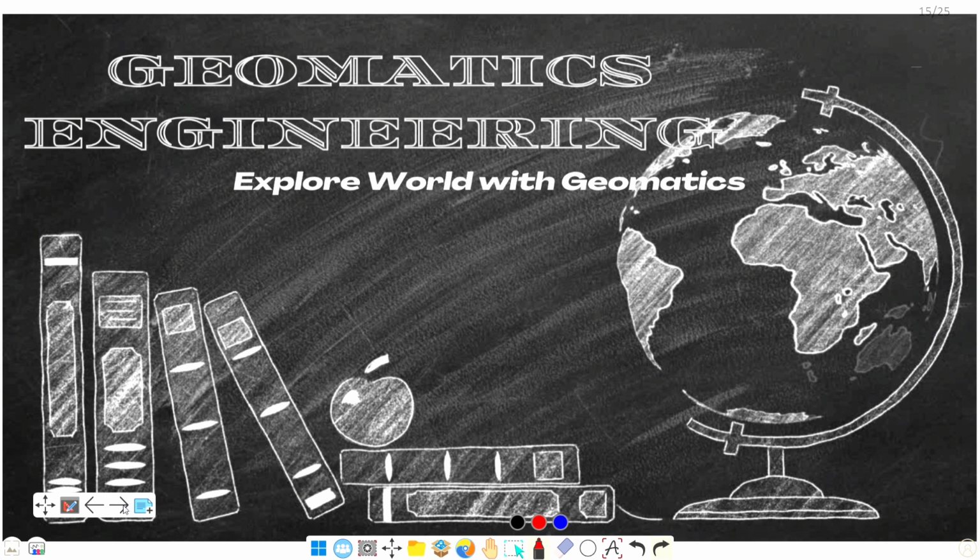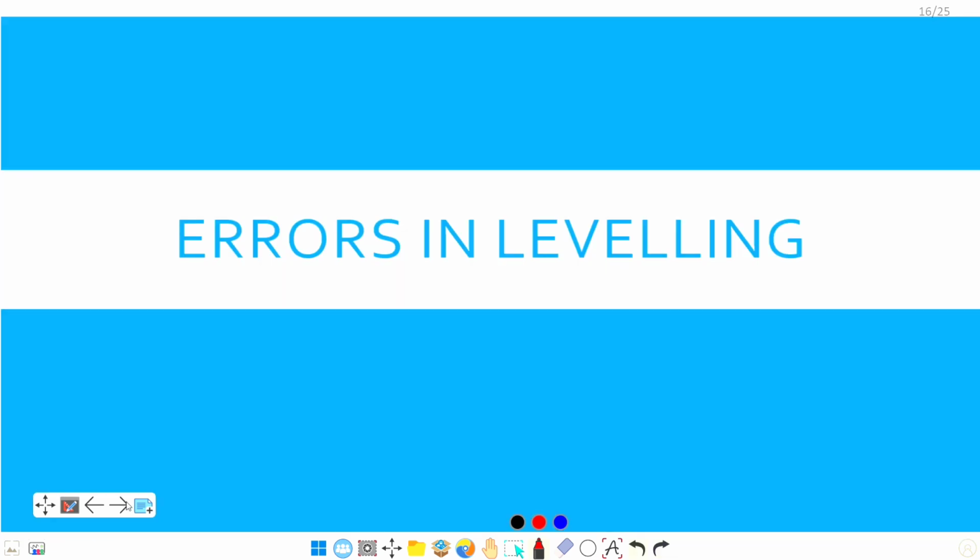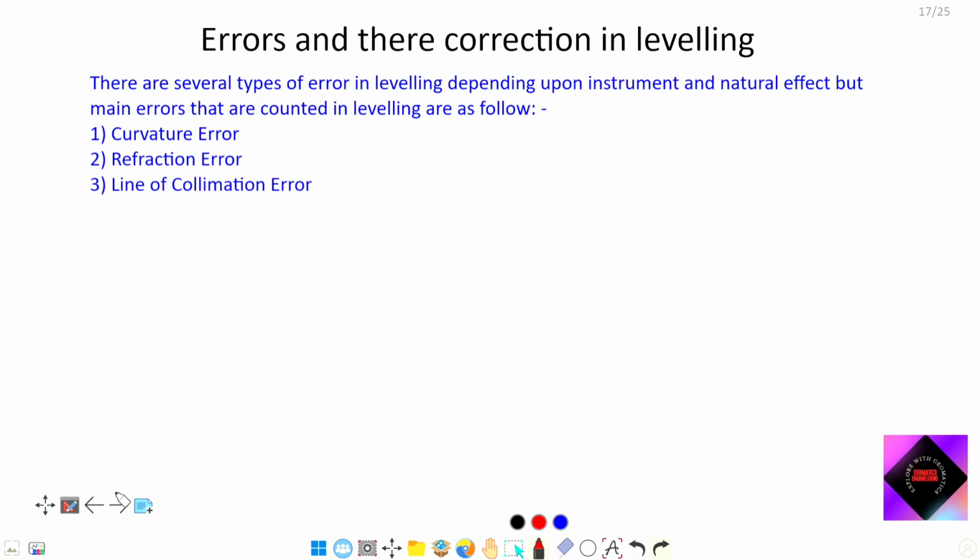So let's start with our next lecture, that is errors in leveling. If you haven't seen our previous lectures on leveling, then first go and see them and then come to this lecture, errors in leveling. We have already seen that there are three types of errors: curvature error, refraction error, and line of collimation error. We will see them one by one, but get a little introduction about all of them.